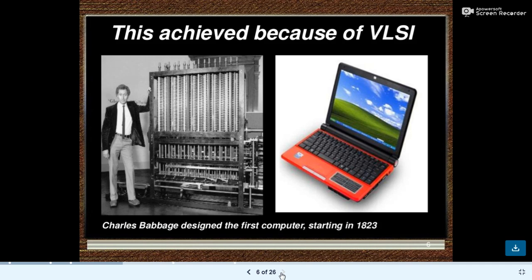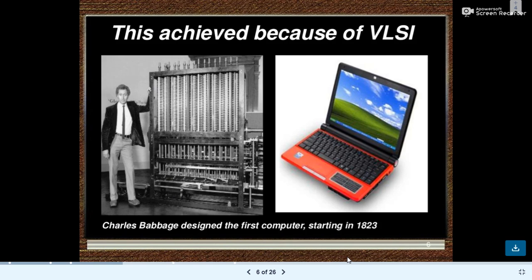But what has VLSI given us? Here you can see Charles Babbage designed the first computer starting in 1823. See the image of the first computer here, and now today's computer, how small they are, so handy, and we can take them anywhere.